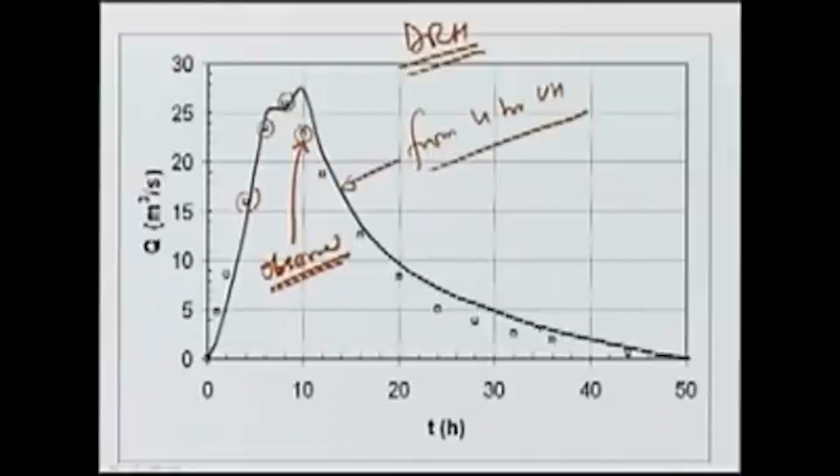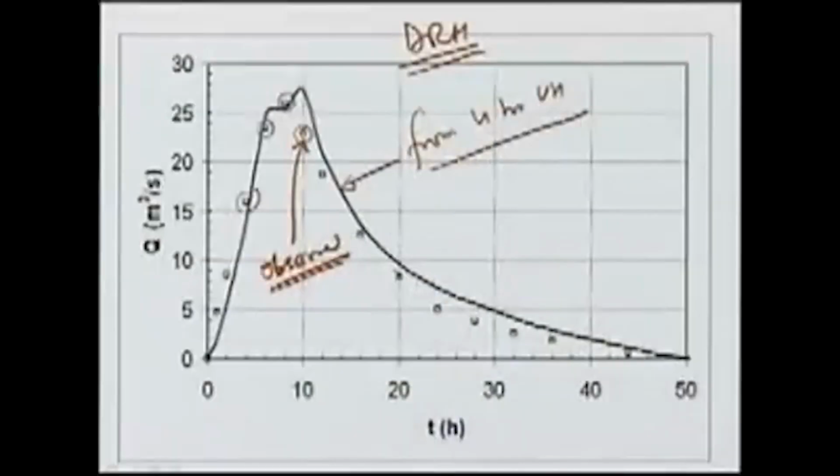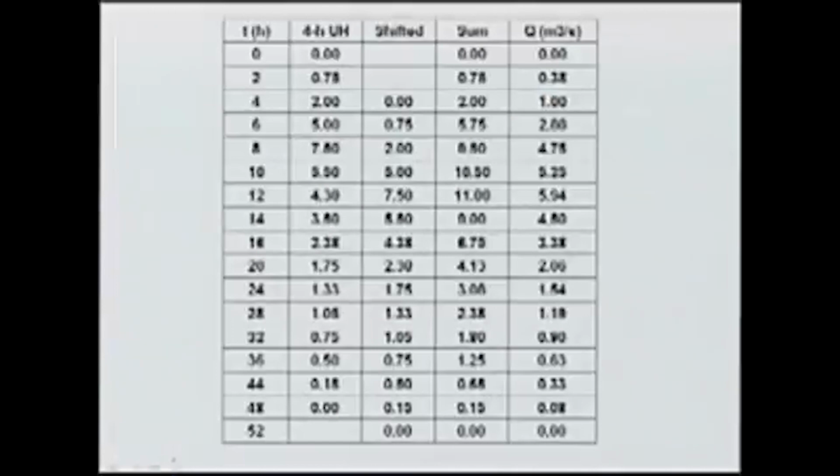So, we can see that they are quite close, but there are a lot of assumptions in the unit hydrograph theory, and therefore, they are not exactly matching, but still it is a fairly good match, and therefore, a 4-hour UH can be used to obtain DRH for storms which are of 4-hour duration.